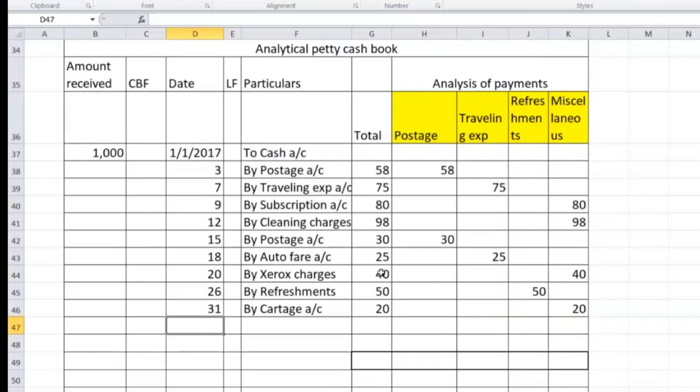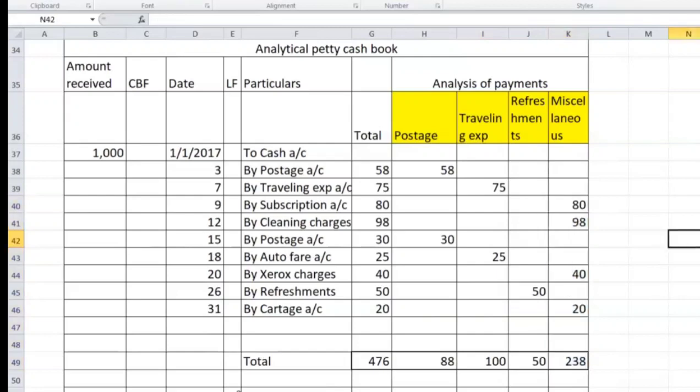Now first let's do the total. Let me check what is the total of the total column. It is 476. And individual columns total, let us check it out. 88, and this is 100, and this is 50. This one, do it fast, 238. This is the total.